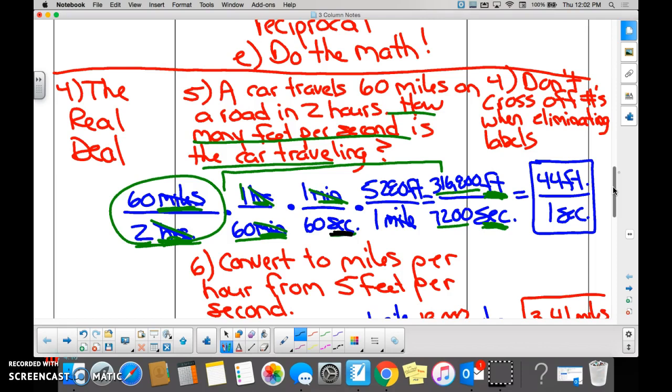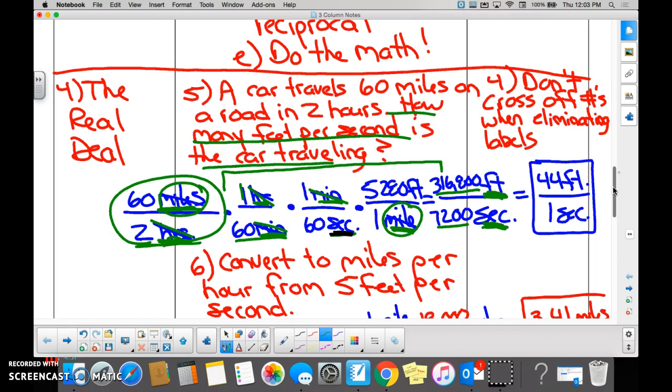And by the way, am I crossing off the numbers or the labels? Labels. Just labels, okay? Next thing we want to do then is figure out how to get from miles to feet, right? So in order to get rid of miles, we write miles in the denominator, because here we have miles in the numerator, and so in order to get rid of it, we write miles in the denominator. Well, what would be a truth about miles that would help us out?